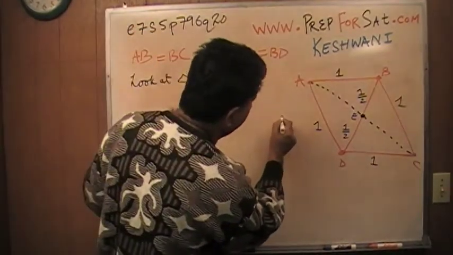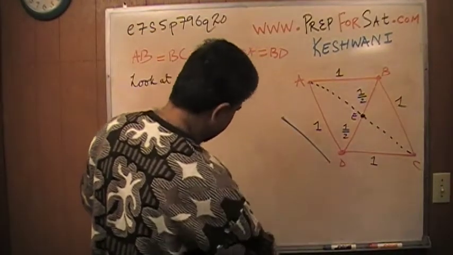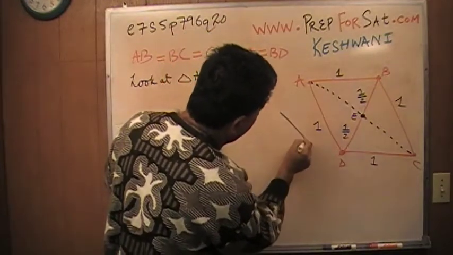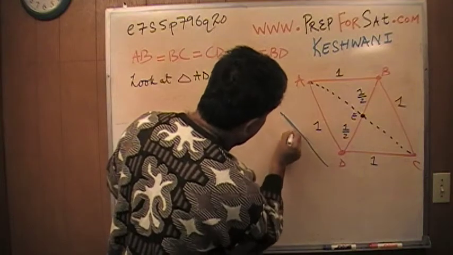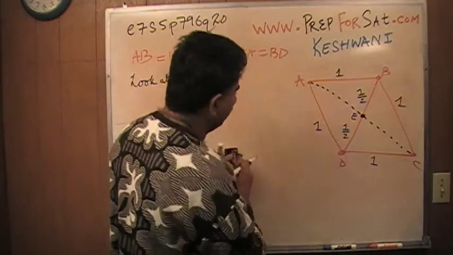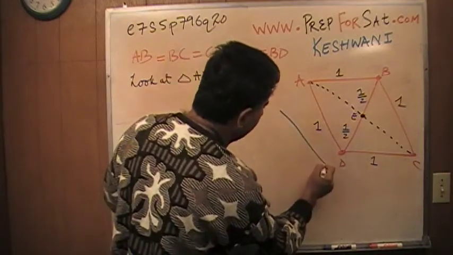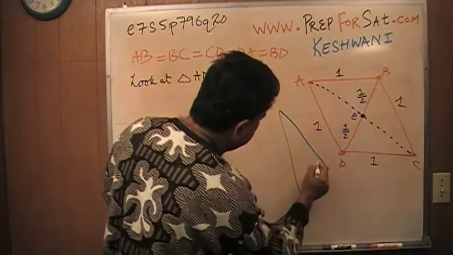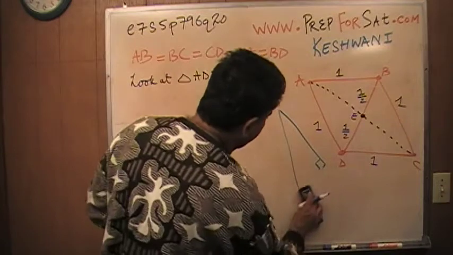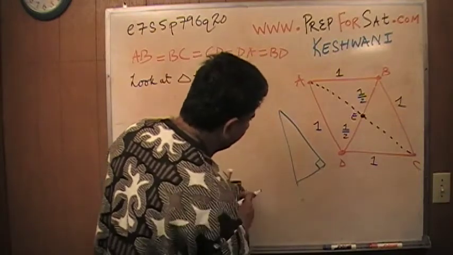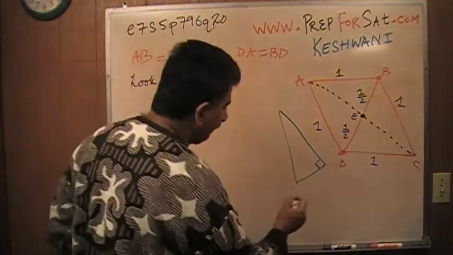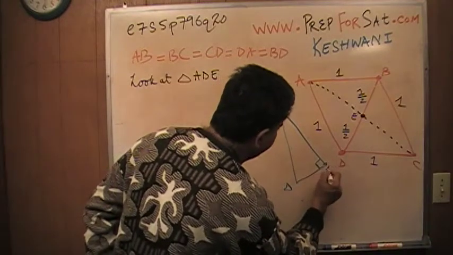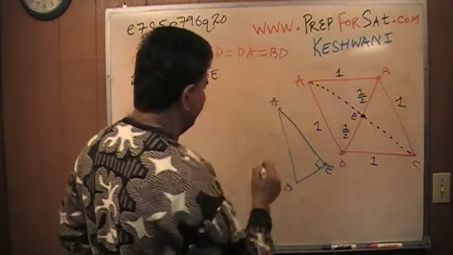So here's my A. It has to be parallel to this line. It's close enough. This is 90 degrees. It doesn't look like it, but it's 90 degrees. This is your D, this is your E, and this is your A.